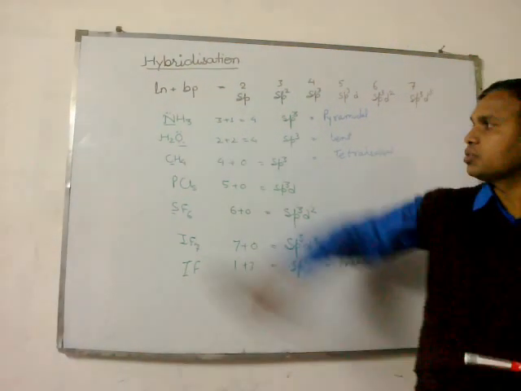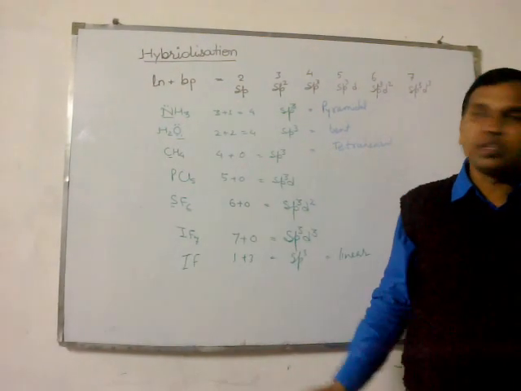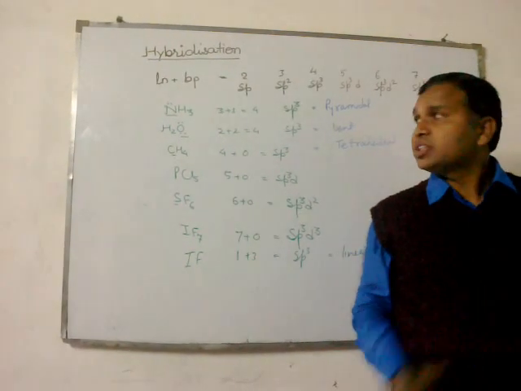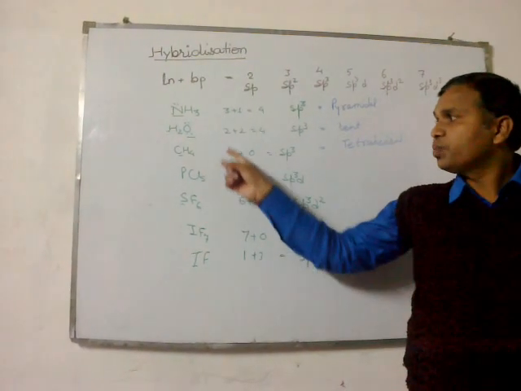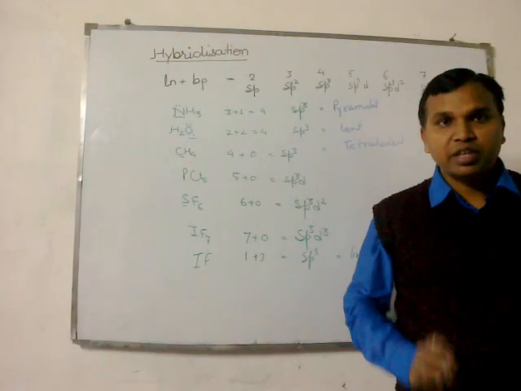So this was the trick by which we can find the hybridization of any molecule, as well as predict the geometry associated with the number of lone pairs of electrons and bond pairs of electrons which are present.